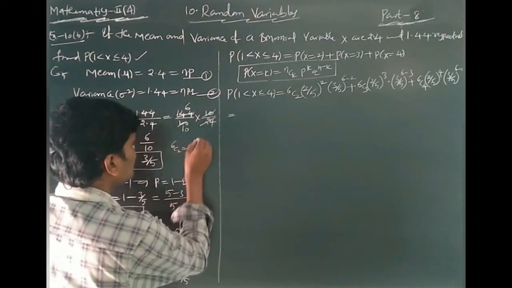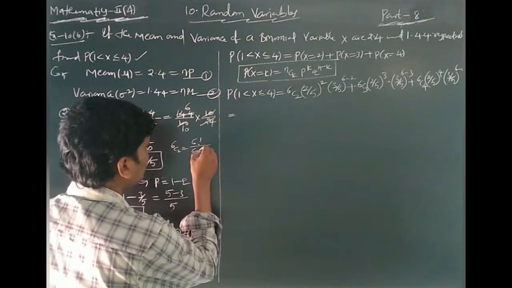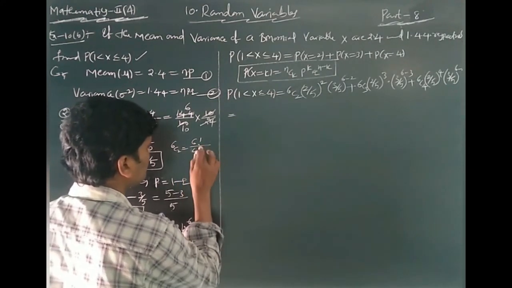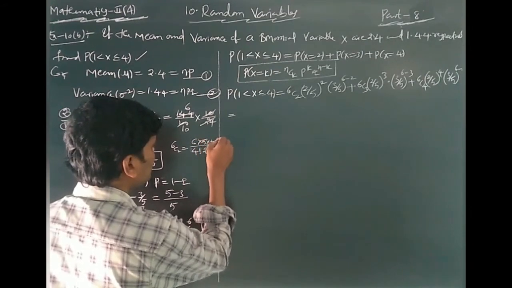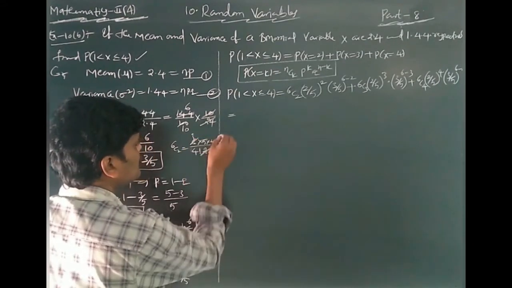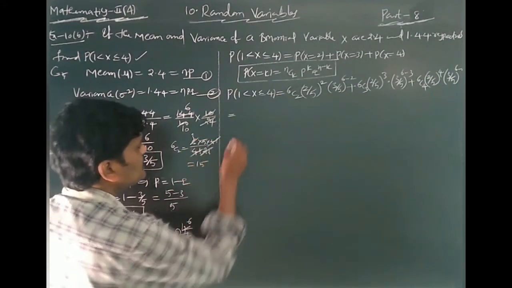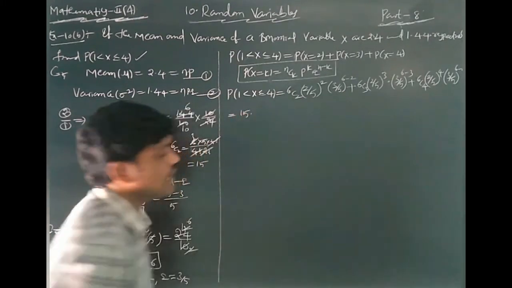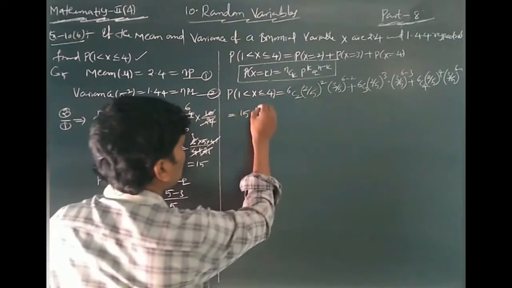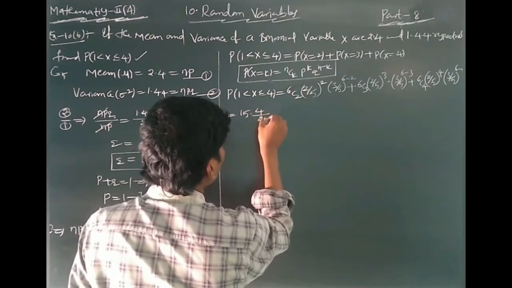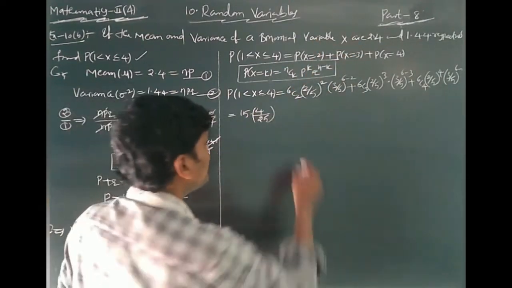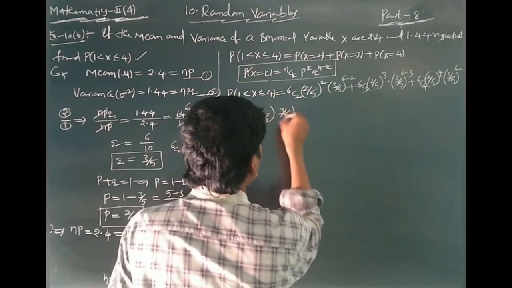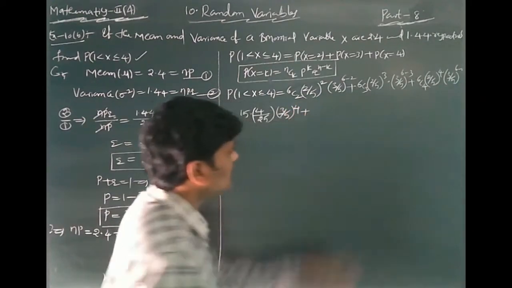6C2 is nothing but 6 factorial by (6 minus 2) factorial, that is 4 factorial, into 2 factorial. Here 6 factorial is nothing but 6 into 5 into 4 factorial. The 2 factorial, 2 2s are 4, 4 factorial gets canceled, you get 15. Into 2 square value, how much? 4 by 5 square value 25. Here 3 by 5 all power 6 minus 2, which is 4. Plus 6C3.